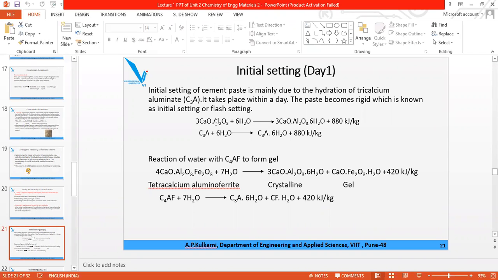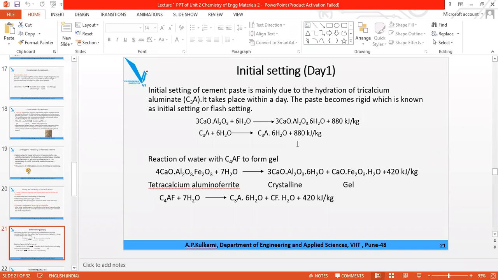and it is due to adding water to the C3A. C3A is tricalcium aluminate. You know that 6 water molecules are required. So write down 6H2O with 3CaO.Al2O3, giving 3CaO.Al2O3.6H2O, and the heat of hydration is 880 kilojoule per kg. In short form, 3CaO is written as C and Al2O3 as A. So the same reaction we can write as C3A plus 6H2O, giving C3A.6H2O plus 880 kilojoule per kg.